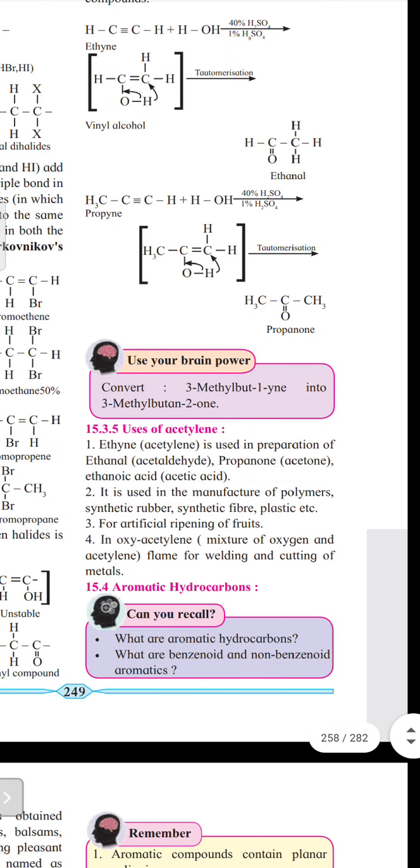Later on, uses of acetylene. Ethyne or acetylene is used in preparation of ethanal, that is acetaldehyde, as well as propanone, acetone, ethanoic acid, etc. It is also used in manufacture of polymers, synthetic rubber, synthetic fiber, plastic, etc. It is used for artificial ripening of fruits, as well as in the oxyacetylene flame, which is used for welding and cutting of metals. Later on, the aromatic hydrocarbon topic we'll see in the next video. Thank you, students.